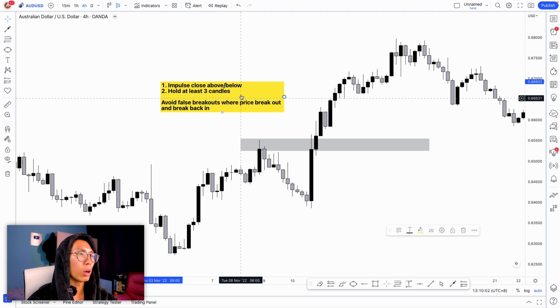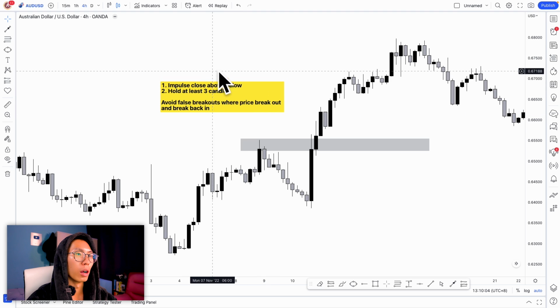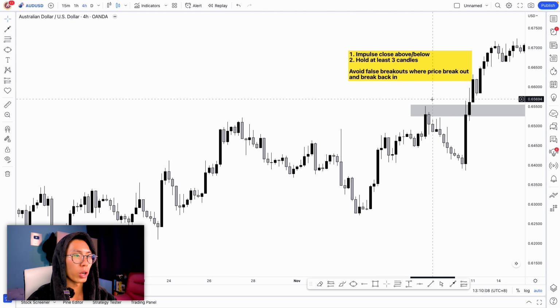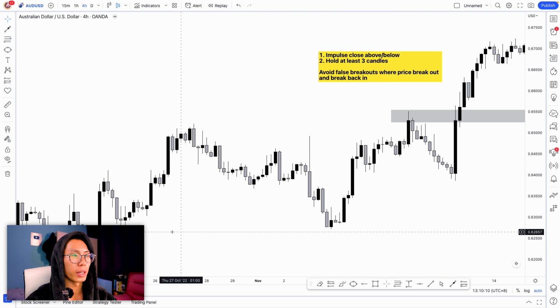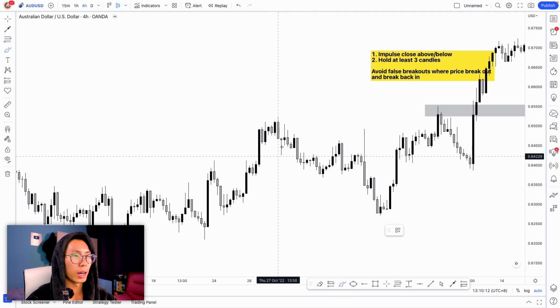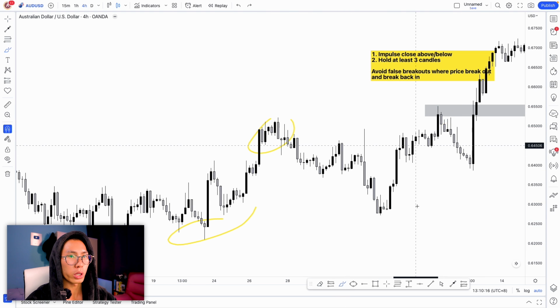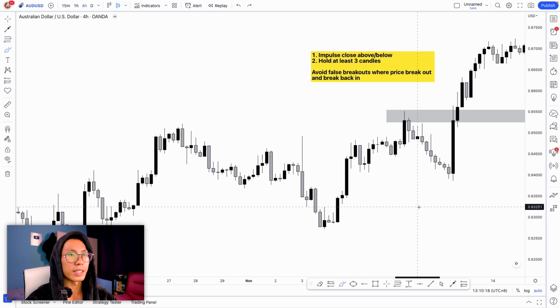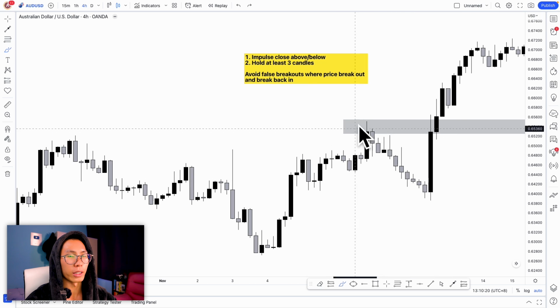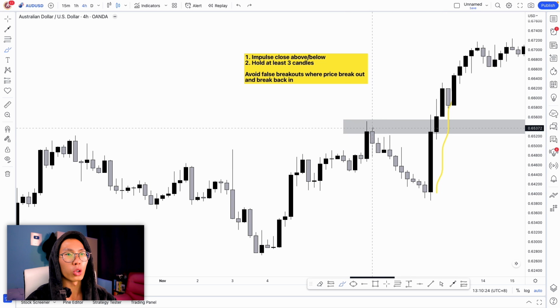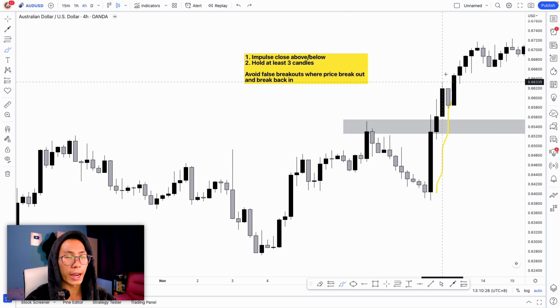So you can see right now, these are the two principles which govern a valid break of structure, right? Let's identify the trend first. Right now price is in an uptrend, creating higher highs, higher lows, higher highs, and higher lows. So it's a very nice uptrend. And this is the last high. Price right now has just broken the high right here to create your new higher high, right?